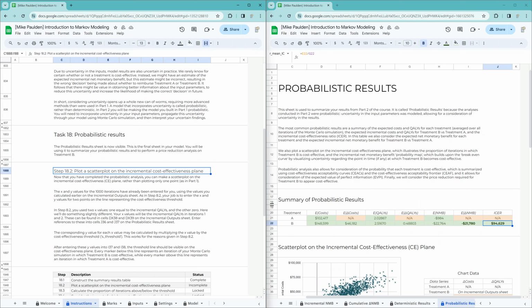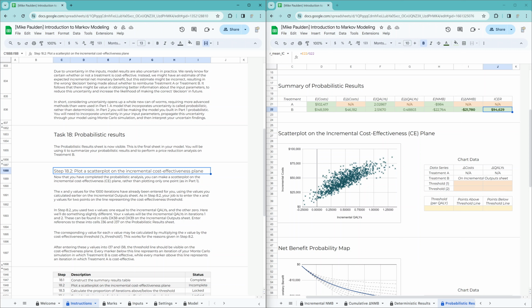Okay, step 18.2 is to plot a scatter plot on the incremental cost effectiveness plane. So this is very much like the figure that we had in part 1, but instead of there just being one point on this plane for treatment B, we have 1,000 points, one for each of the iterations. So it gives us a visual summary of the uncertainty in this economic evaluation. And what we need to do is put the threshold line on this. Treatment B has been done for you because there are so many points, but the threshold line needs plotting.